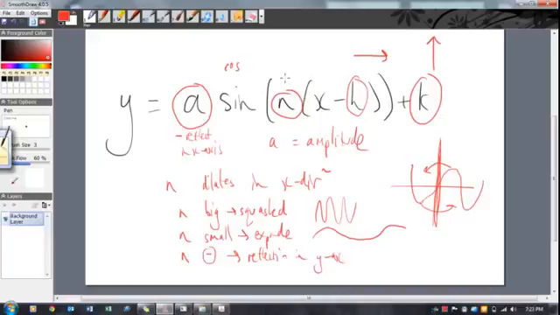Now, I'm not going to do it for cos as well, but the same applies to the graphs of cos. In fact, the same applies to every single type of graph that you can think of.